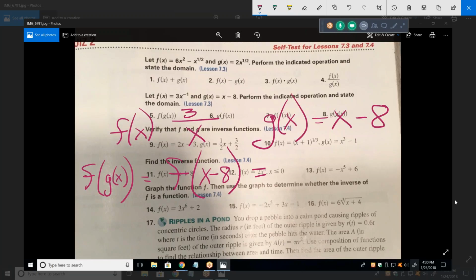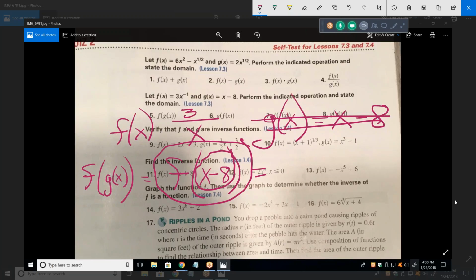Not 3x. The x is in the denominator. Okay, take whatever's inside the parentheses and substitute it for x in the f function. Don't get confused. You can eliminate this for the moment. We've got the whole problem right here. In other words, f of g of x meant f of x minus 8.